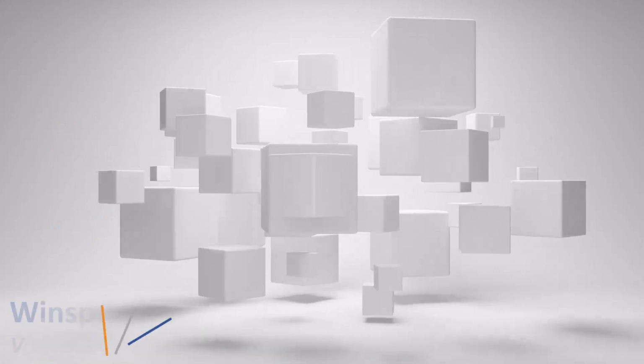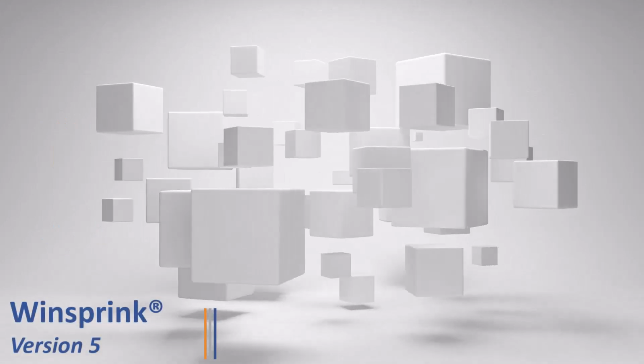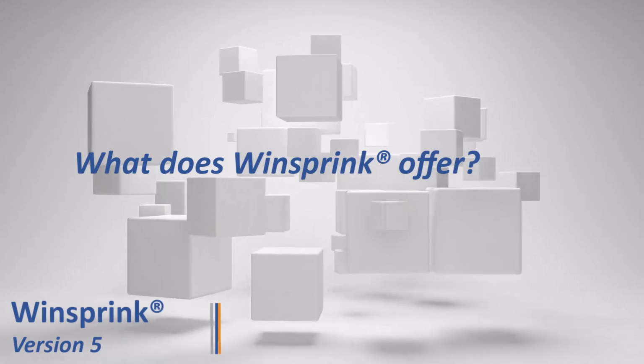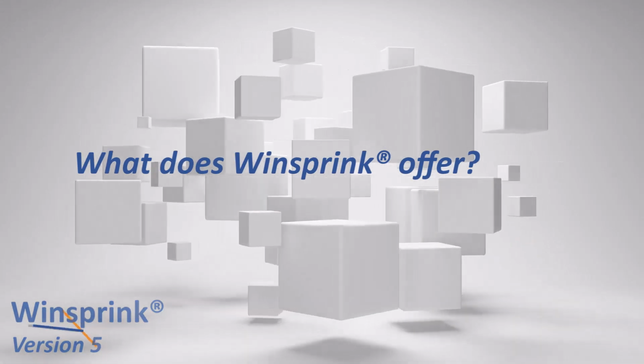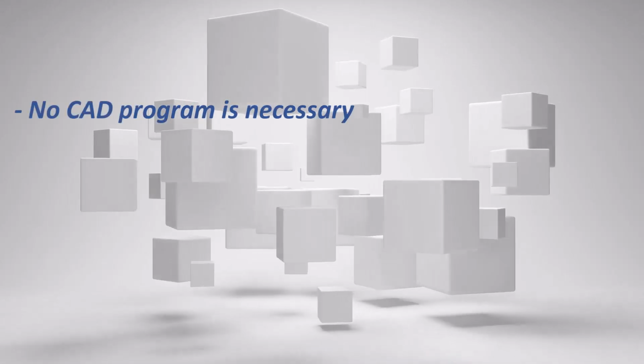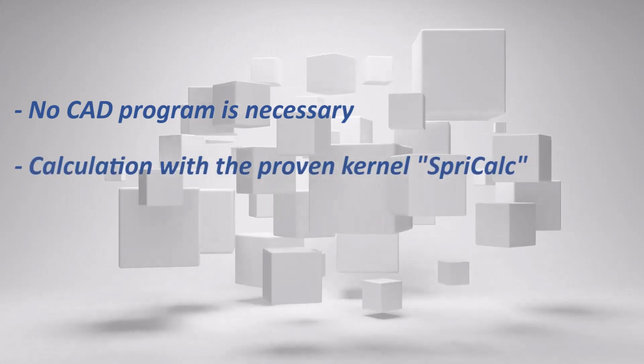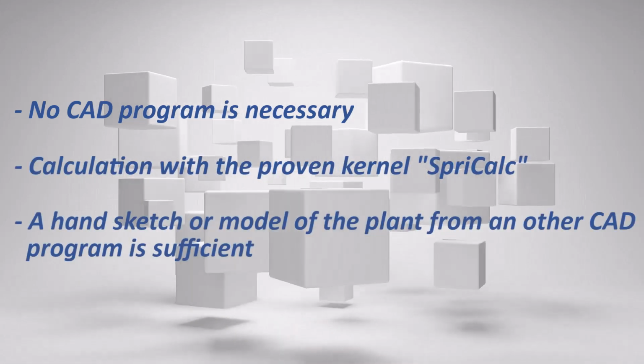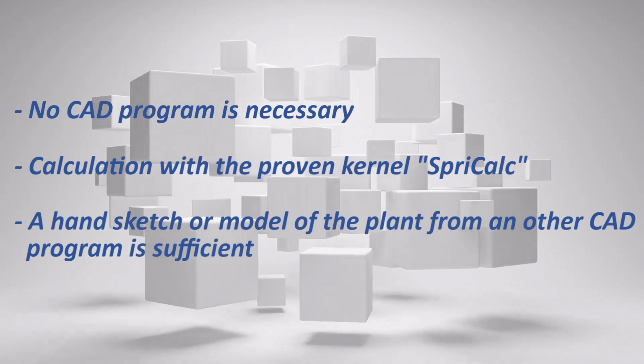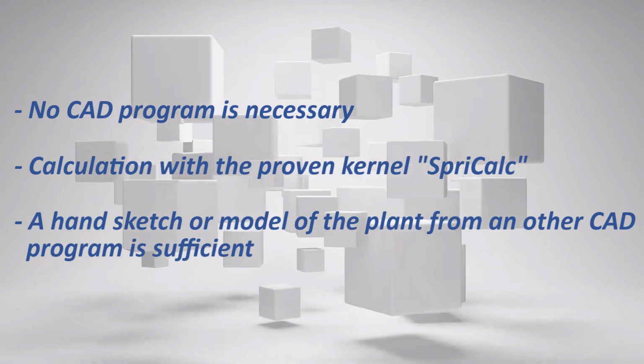Hydraulic calculation of sprinkler systems, Winsprink version 5. What does Winsprink offer? No CAD program is necessary. Calculation with a proven kernel's precalc. A hand sketch or model of the plant from another CAD program is sufficient.